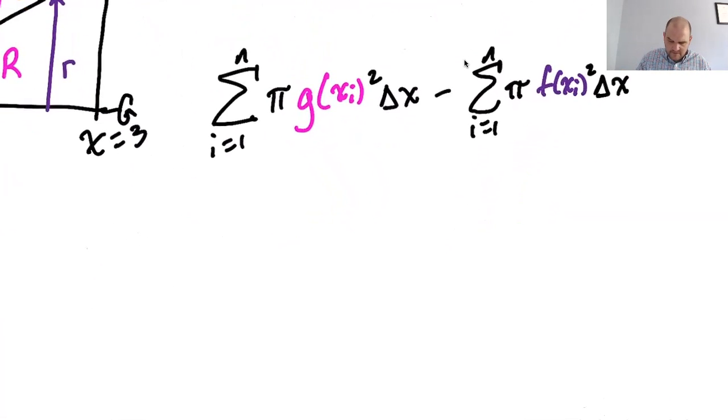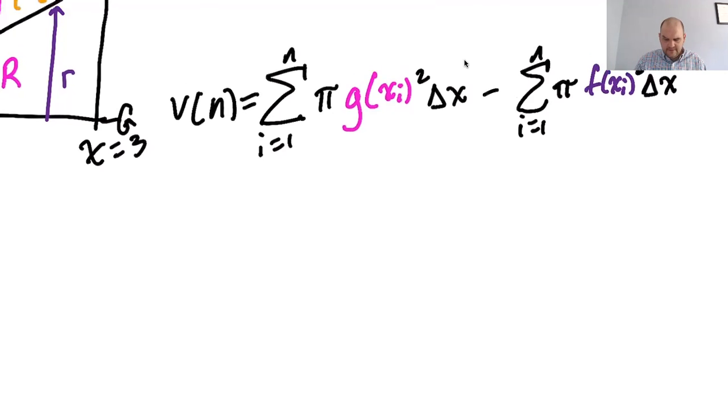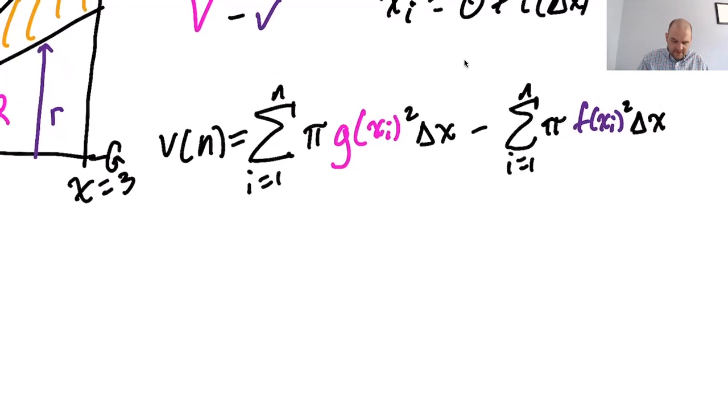Also, I should have named this thing. Let me do some iPad magic here. And I'm going to name it the volume as a function of n is equal to this. Okay, so now the volume is a function of n. Anything that doesn't depend upon i can be factored out of these summations. So I'm actually going to do that.